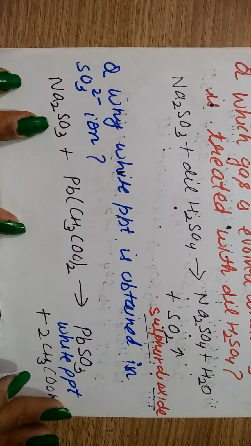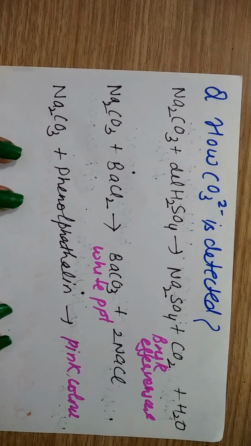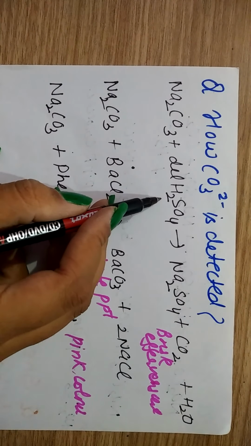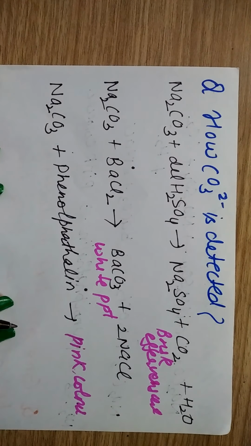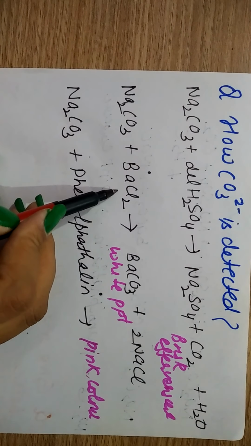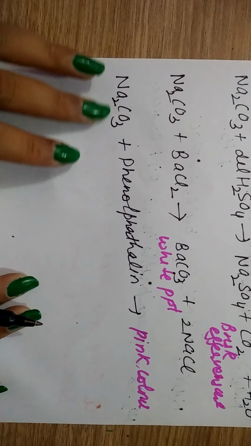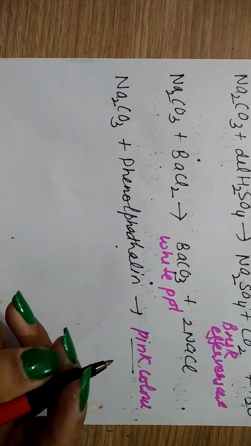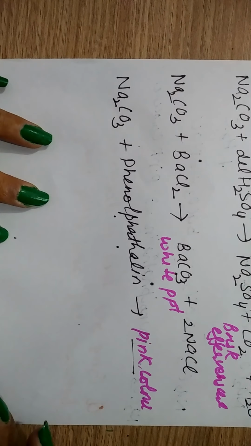Now there is one question related to carbonate ion, that is, how carbonate ion is detected. For the detection of carbonate ion, firstly we treat it with dilute sulfuric acid. Then we get brisk effervescence of carbon dioxide gas. If we treat it with barium chloride solution, we get a white PPT. Also, sodium carbonate gives pink color with phenolphthalein. Phenolphthalein is an indicator, and when we add base to phenolphthalein, it gives us pink color.